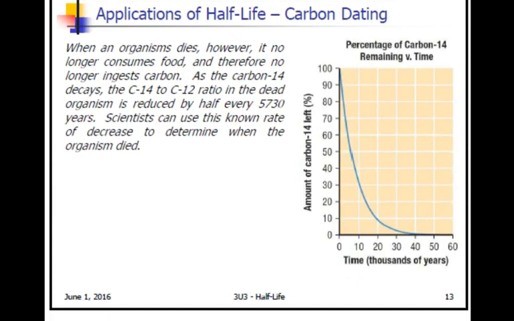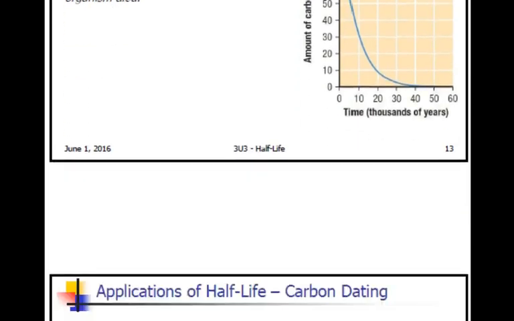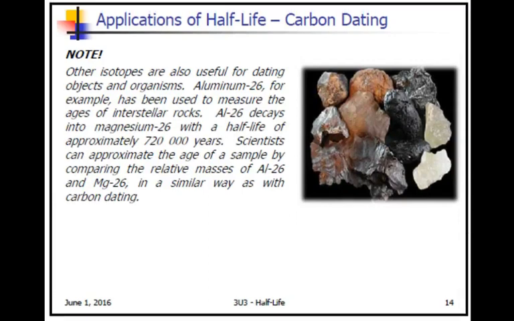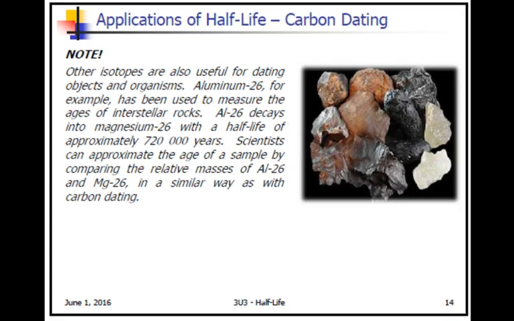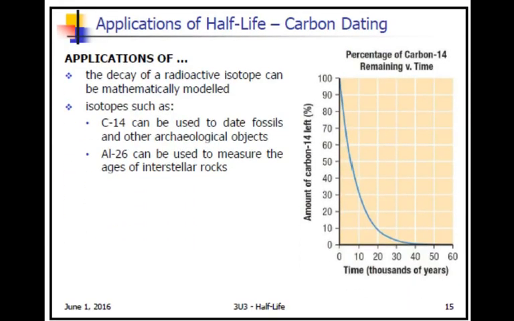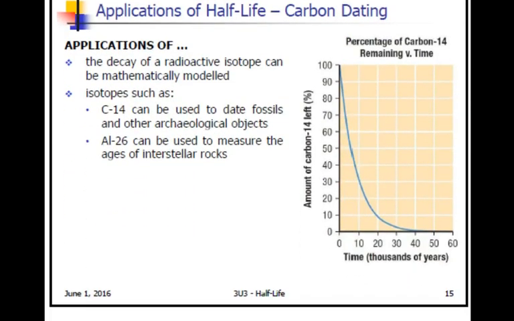This further explains how carbon dating works, but I've kind of mentioned it, so you can read it on your own if you'd like. Other isotopes are also useful for dating. Aluminum-26, for example, is used to measure the age of interstellar rocks. Aluminum-26 decays into magnesium-26 with a half-life of approximately 720,000 years. So you can approximate the age of a sample by comparing the relative masses of aluminum-26 and magnesium-26. So here are some applications of carbon dating.